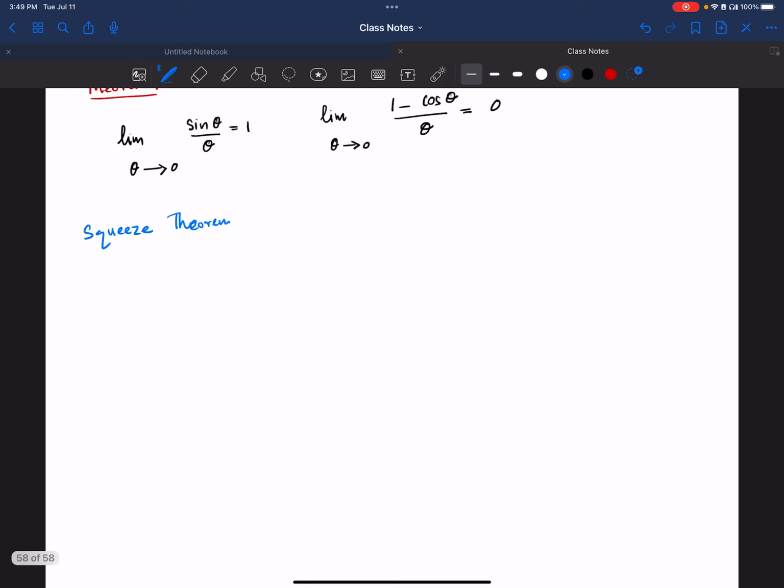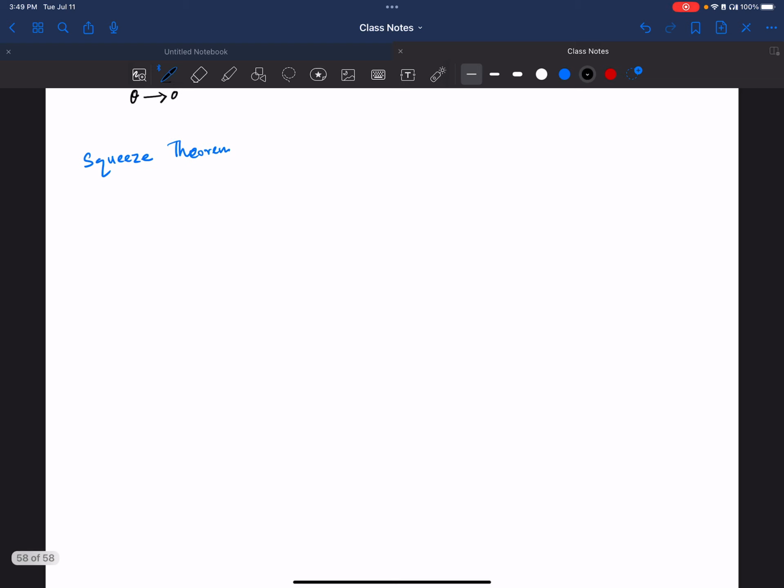Now, what is this squeeze theorem? The squeeze theorem says that if you have a function f of x, and there are two other functions, L of x and U of x, where the values of L of x are always less than f of x, and the U of x values are greater than f of x. I can draw that something like that.